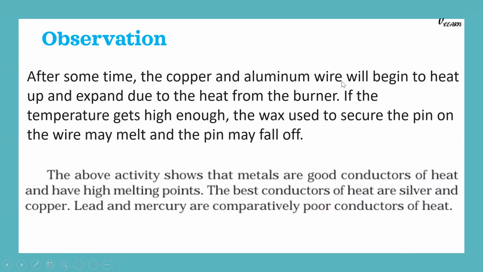After some time, the copper and aluminum wire will begin to heat up and expand due to the heat from the burner. If the heat gets high enough, the wax used to secure the pin on the wire may melt and the pin may fall off. So the above activity shows that metals are good conductors of heat and have a high melting point. Only the wax melts, but the metal wire will not melt because it has a high melting point. Too much temperature has to be applied to melt a wire. So it's a good conductor of heat.